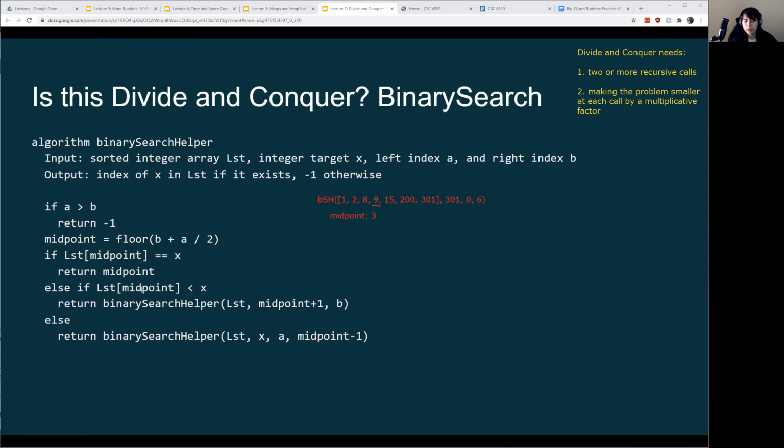No. So we're going to go ahead and check to see if the element at the midpoint is less than 301. And it is. So it makes a recursive call to midpoint plus 1, which is now going to be 4, right? The next call we're going to call is BSH to the same list. The list doesn't change. The target doesn't change. But the midpoint now changes. The A argument changes from 0 to 4. And then B is still 6 in this case, right?